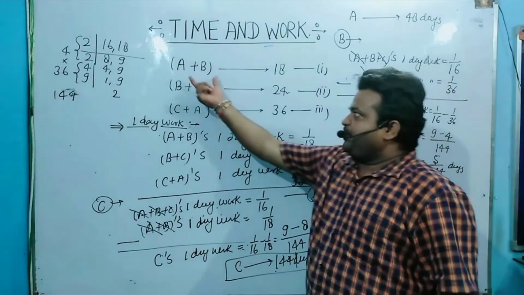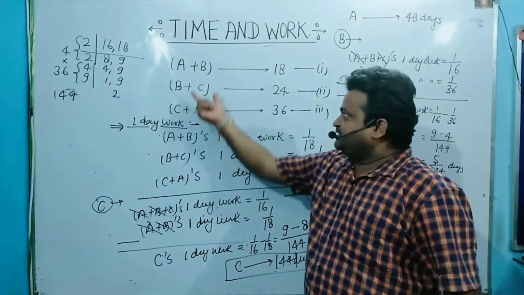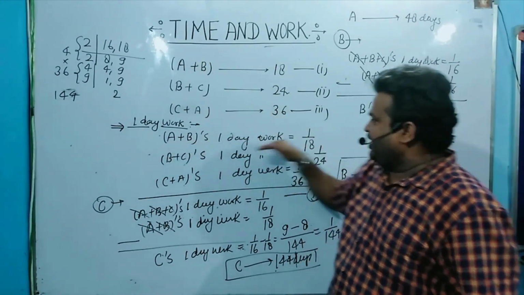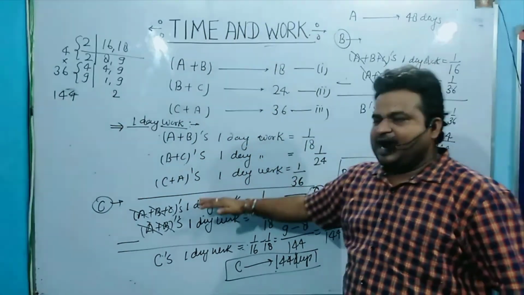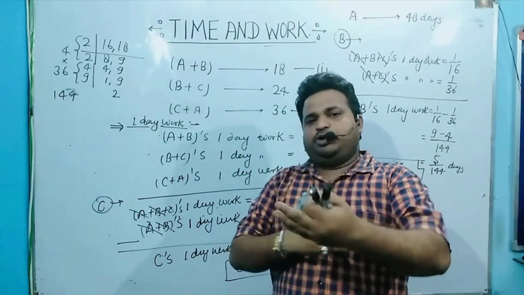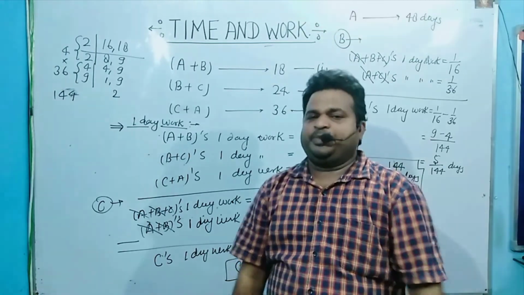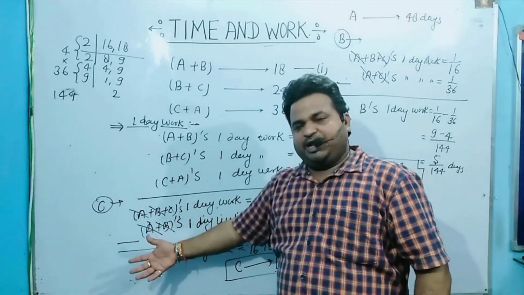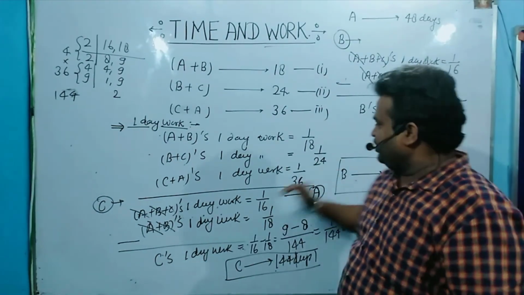In this question, the pair completion times are given to you. So I simply put what is given to you, and on the basis of this, I calculate each one day work, and then add and find out how much time A, B, C take to complete the entire work. Similarly, we can calculate it with a different approach and find out the individual completion times.